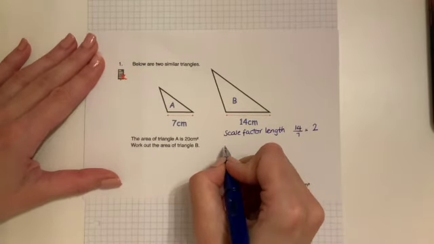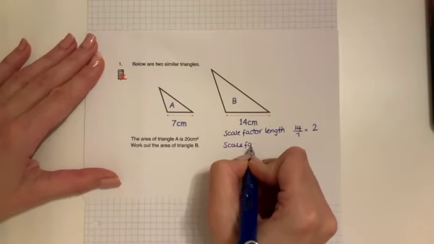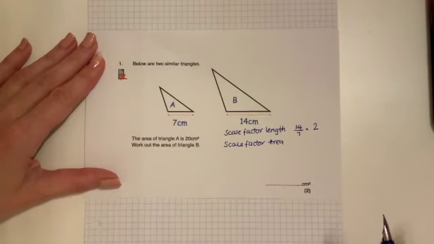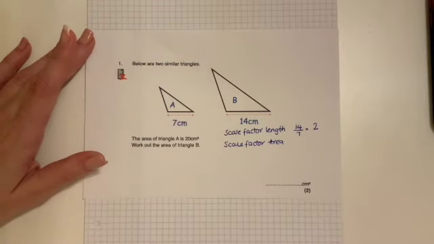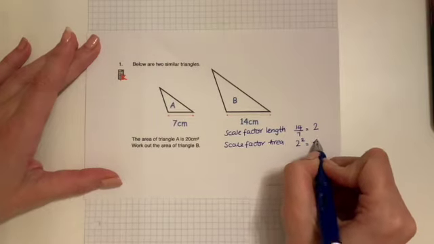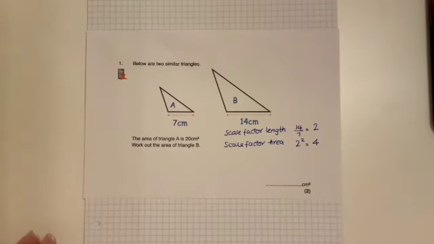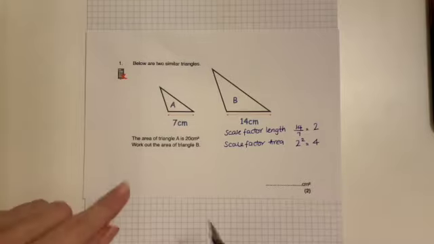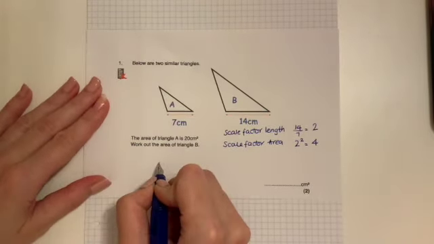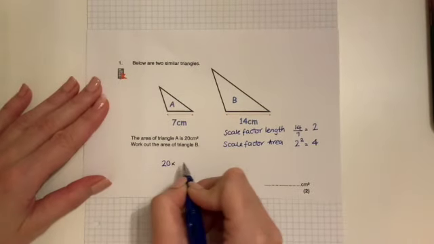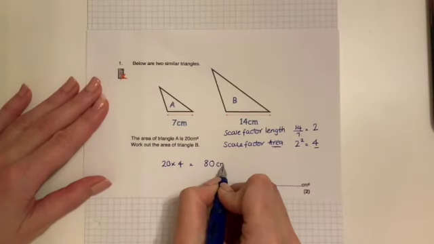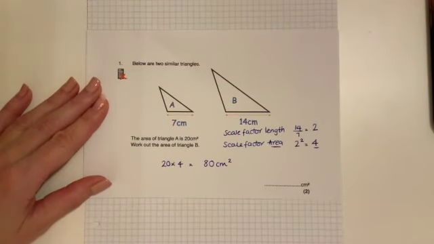What I need to do now is work out the scale factor for area. Okay, and as I said in the example, you need to square the scale factor for length. So we're going to do 2 squared, and 2 squared is just 4. So I know that the area is 4 times as big. So if we've got the area of triangle A is 20, to work out the area of triangle B, we would do 20 times the area scale factor, which is 4. So I know that the area of B is 80 centimetres squared.